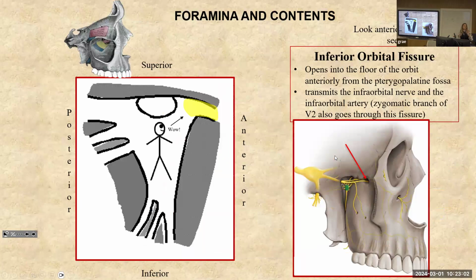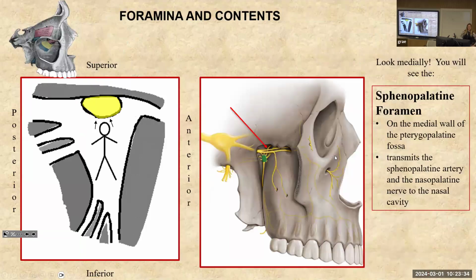If I look forward from the pterygopalatine fossa, I would see the inferior orbital fissure. Here you can see that depicted. We found the infraorbital nerve yesterday. Remember, that was the V2 part of the dissection. We had the mental nerve as V3 and the infraorbital nerve as V2. Also, the zygomatic branch goes through this fissure, but that's a separate story. Okay, so that's cool. We also have arteries and veins that go through.